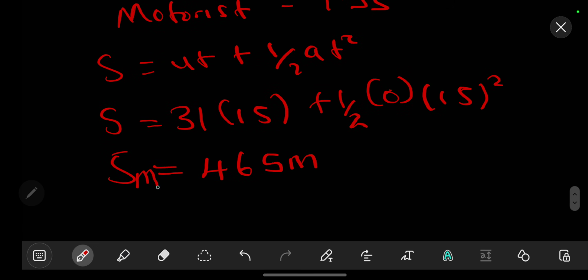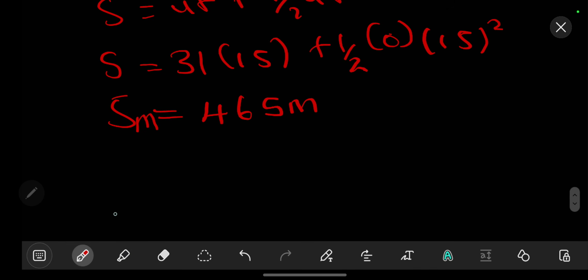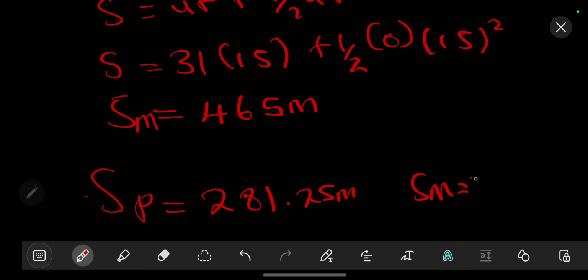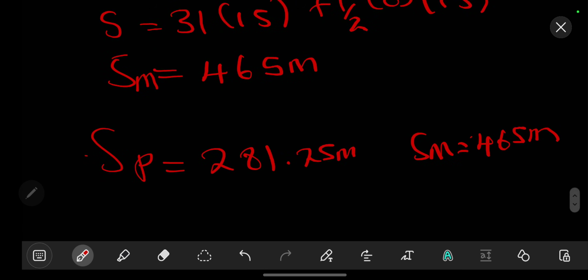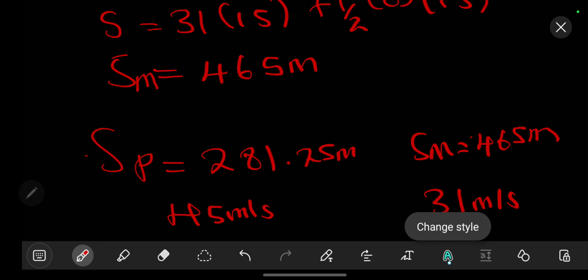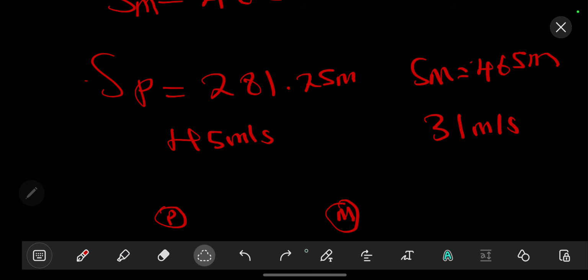So this is for the motorist. Remember, the police travels a distance we have calculated as 281.25 meters. The motorist travels 465 meters. At that point, when both of them have traveled that distance, this one is traveling at 45 meters per second, and this other one is traveling at 31 meters per second. Now, how do we associate the problem? So this is what will go on. As the motorist is moving forward, the police is moving too.